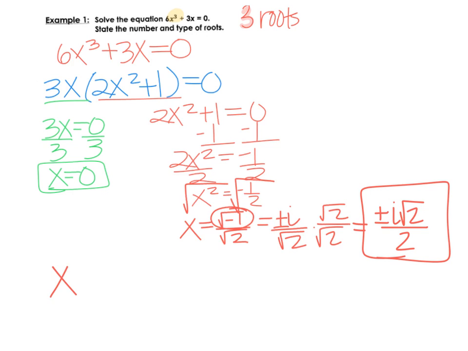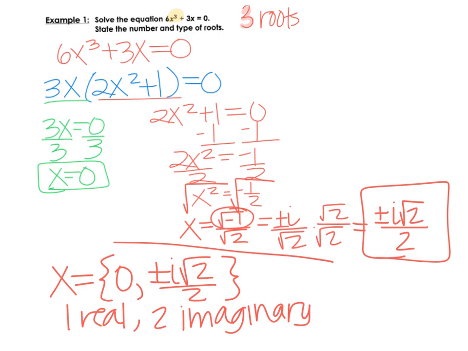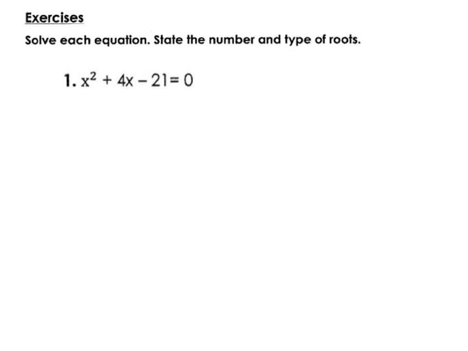So first of all, list your solutions as a solution set. x equals 0 and plus or minus i rad 2 over 2. And we have one real root and two imaginary roots. And that's how we would state the number and types of roots. And we're done.